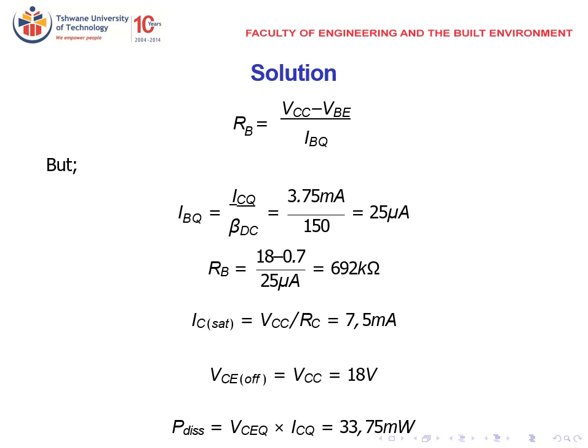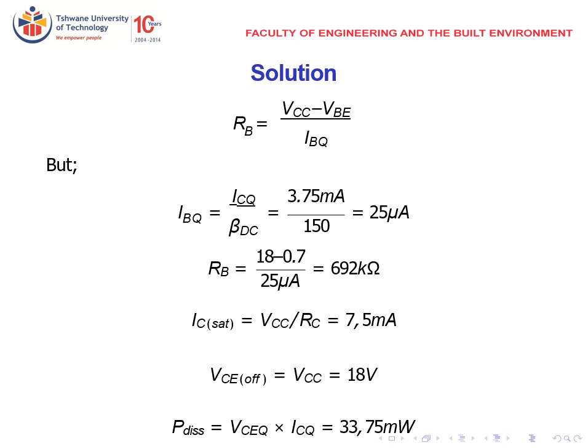So the value of RB will be equal to VCC minus VBE divided by IB. Where do we get the value of IB? IB is IC divided by beta. So IC is 3.75, beta is 150, so it means that IB will be 25 microamperes. Then we can calculate the value of RB as VCC minus VBE divided by IB. 18 minus 0.7 divided by 25 microamperes, giving us 692 kilo ohms.